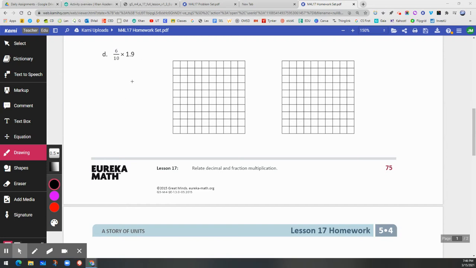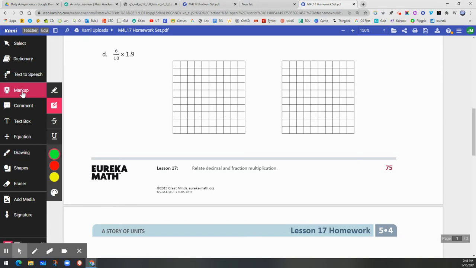Returning with another modeling video, multiplying a fraction times a number bigger than 1. Okay, so here's how you do it. You have two models of 100 units each. So what we're going to do, we're going to model this first on that.